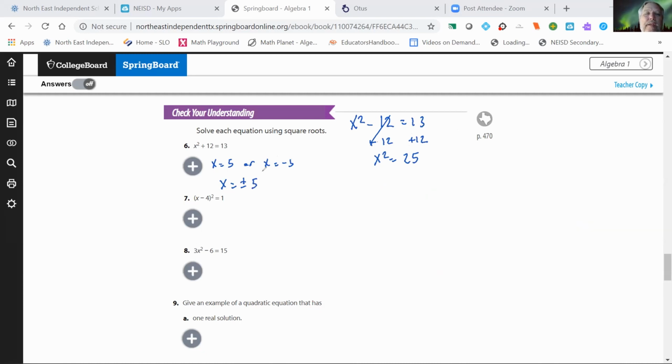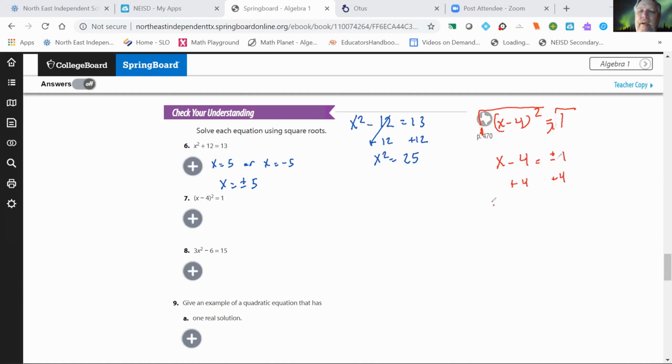So we're going to look at item number 7 now. Item 7 is x minus 4, that whole thing squared, equals 1. So again, that whole thing is squared, so we can take the square root of that whole thing and we're going to get what's inside, so x minus 4. And the square root of 1 is plus or minus 1. So then I'm going to go ahead and add 4 to both sides.